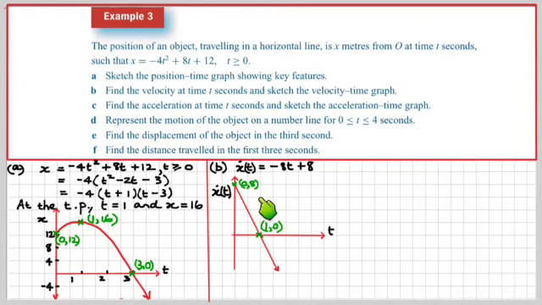Now, have I done everything I need to do there? Find the velocity at time t and sketch the graph. I've done it. Very good. Excellent, guys. So let's move on to number C.